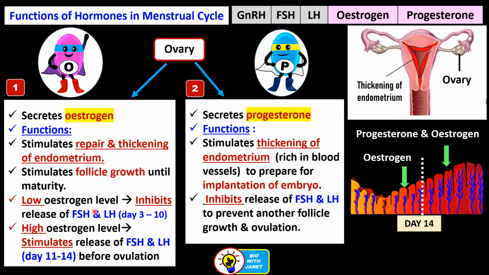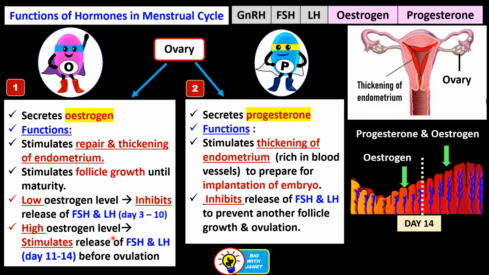Now, other two functions are like this. At low estrogen levels from day 3 to day 10, when the estrogen levels are slowly increasing, it inhibits the release of FSH and LH from the pituitary gland. So it will reduce the release of FSH and LH from the pituitary gland and keep these two hormones at a low level. Now, this is to prevent the growth of another follicle, because one follicle is already growing in the ovary.